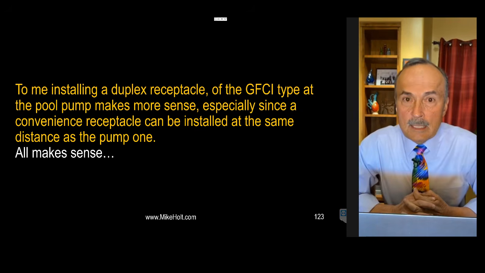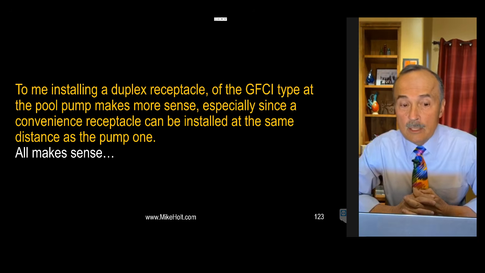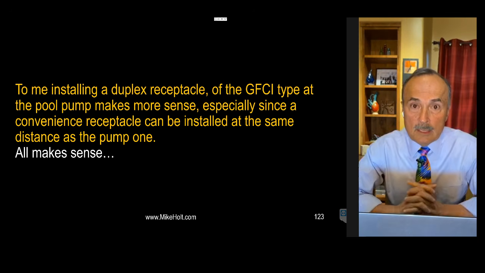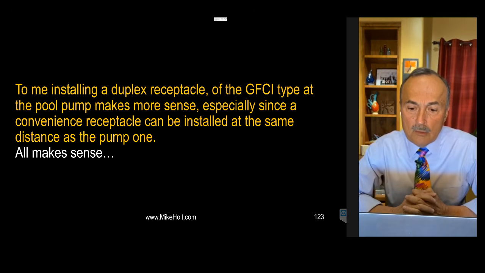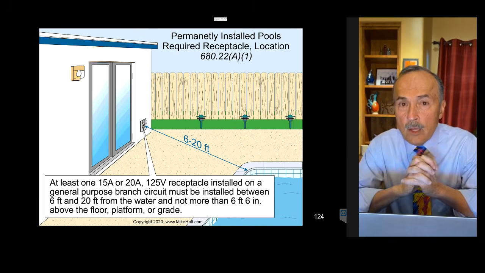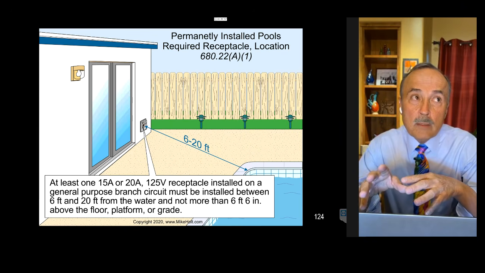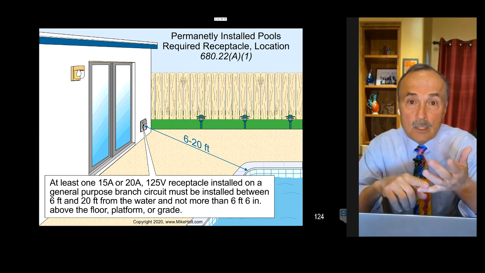Okay, I get comments that they actually do make it. Well, still wouldn't use it because I'm sure that probably costs 5 times more than a duplex receptacle. I'll have to find out what the cost is. And now the person is commenting, telling me, hey, to me, installing a duplex receptacle of the GFCI type at the pool pump motor makes more sense. I agree, especially since a convenient receptacle can be installed at the same distance as the pump one. In other words, the code says no receptacle can be within 6 feet of a swimming pool. But that receptacle that's further than 6 feet away can be a duplex receptacle.